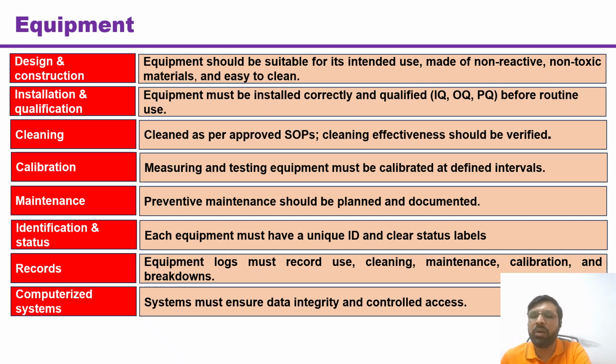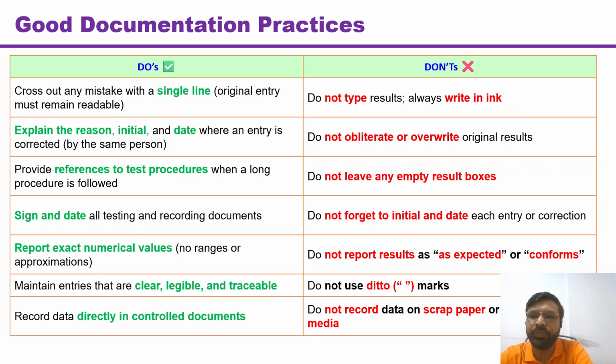It should be a part of the validation master plan, so that we plan in advance and can manage this activity properly. Identification and status: each equipment must have a unique ID and clear status labeling, so that we can validate it properly and maintain our activity properly. Records: equipment logs must be recorded. Cleaning, maintenance, calibration, breakdowns, all the operations should be recorded. Computerized systems must ensure data integrity and control access, so that we can get data integrity assurance.